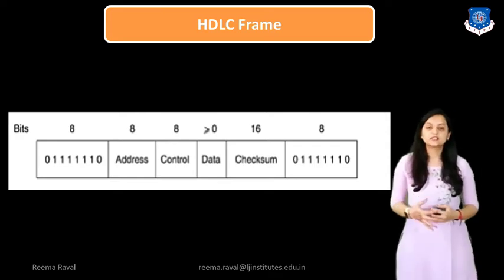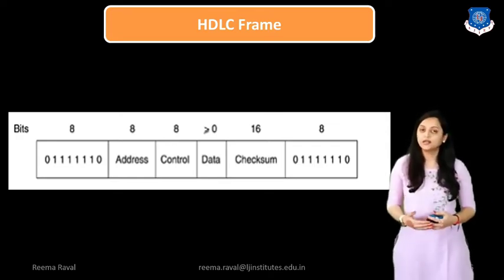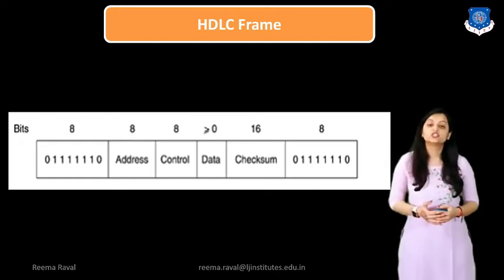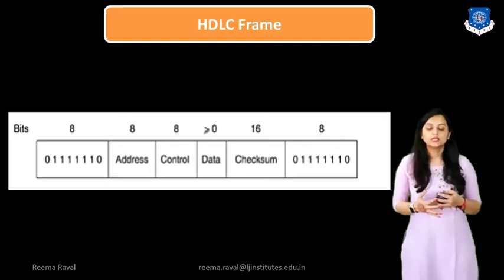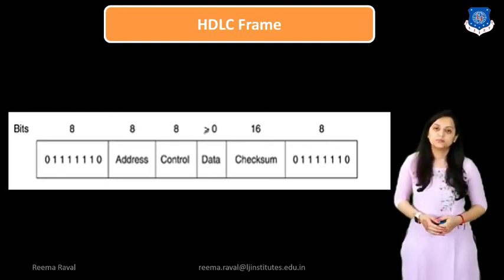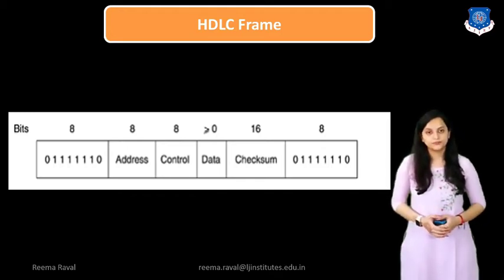Next is the checksum field. Now we have seen in the previous sessions the error correction and error detection methods. In error detection, we have seen the checksum method. So checksum is used for error detection purposes, which is of 16 bits. So this is the HDLC frame structure.